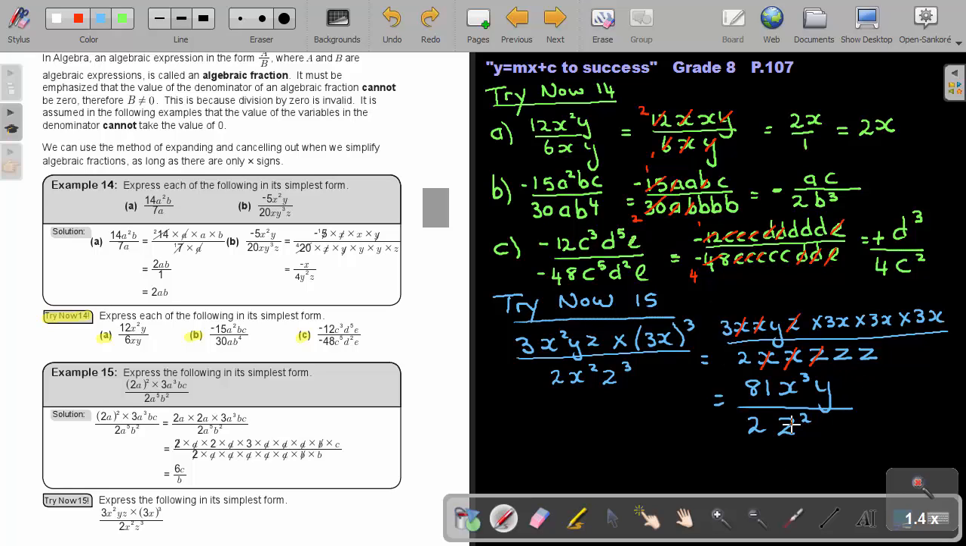So this is the expanded method. And that's especially for students who are doing it the first time. It's a good method to do.